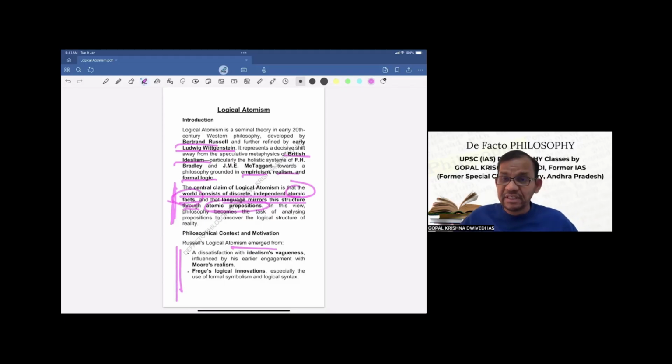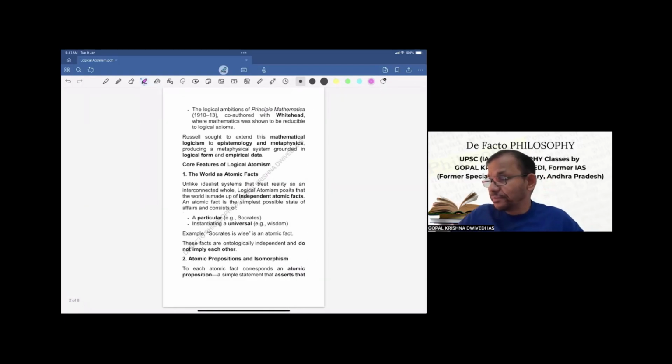As I told, there was a dissatisfaction with idealism. Idealism was vague. Then Russell was also influenced by G. E. Moore, realism. And then another influence was French logical innovations, particularly with symbolism and language. Then Whitehead is another philosopher who influenced Russell, and he co-authored the book along with Russell. This book is called Principia Mathematica, where mathematics was shown to be reducible to logical axioms.